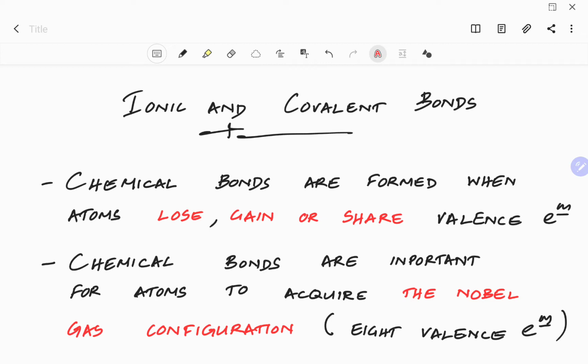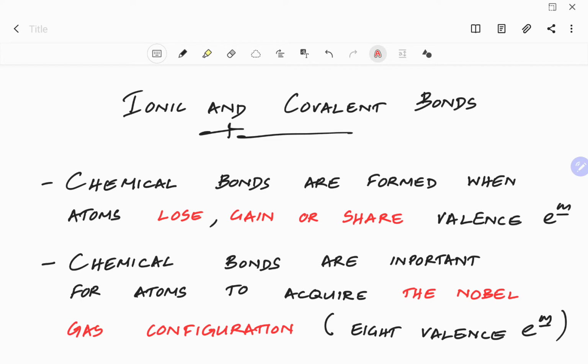Why is it important to achieve the noble gas configuration for atoms? Because noble gases have an electron octet, other than helium, of course. And when you have all your valence electrons paired, they are more stable. Electrons are like people. When they are paired, or when they are married, they are more stable.